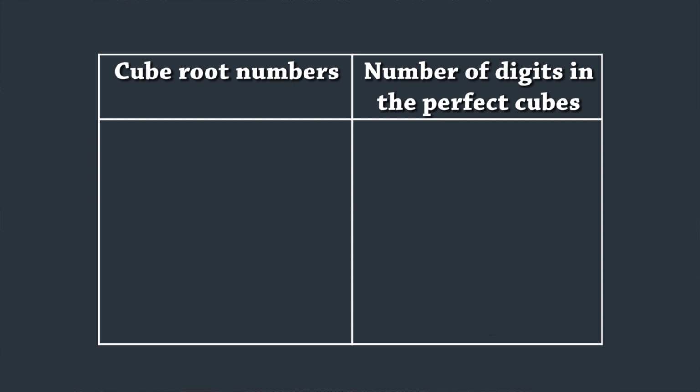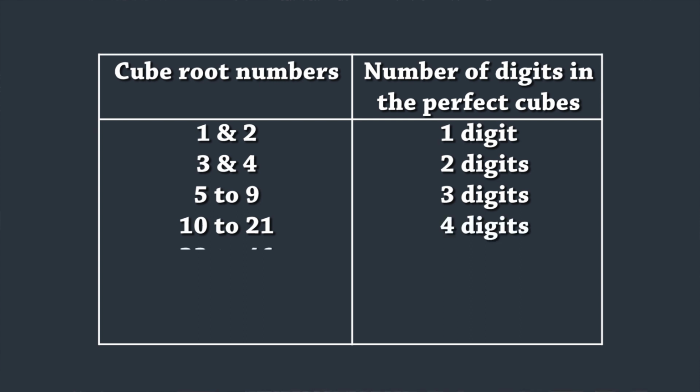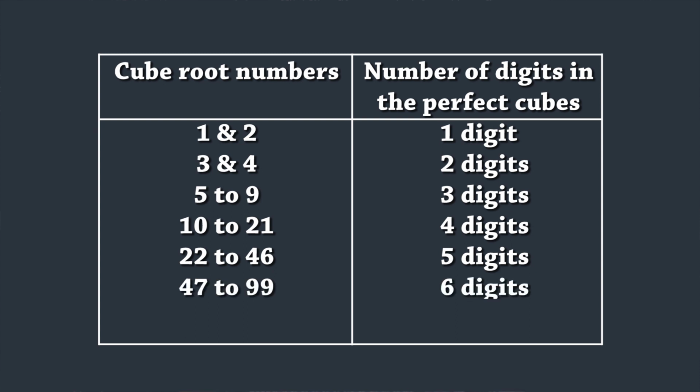In the first column, we have cube root numbers. In the second column, we have number of digits in the perfect cubes. 1 and 2 in the second column, they contain 1 digit. 3 and 4 contain 2 digits. 5 to 9 contain 3 digits. 10 to 21 contain 4 digits. 22 to 46 contain 5 digits. 47 to 99 contain 6 digits, and 100 up to 215 contain 7 digits.